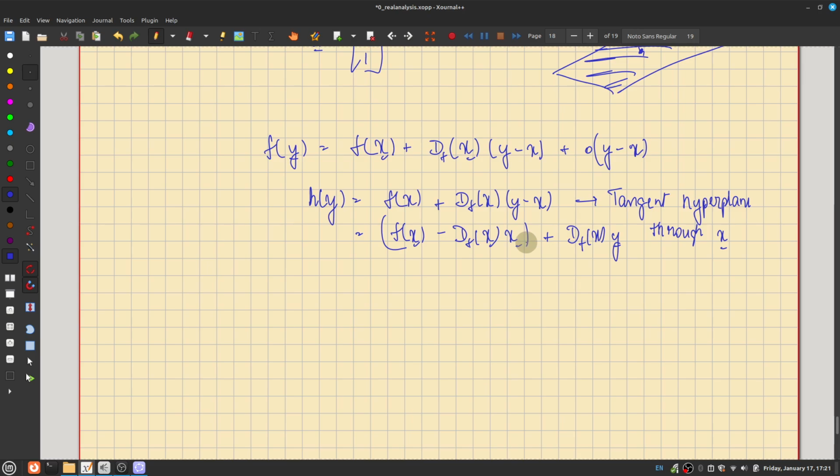Okay? And the reason why I've written it is because I want to write it in the form b plus a transpose times y. So now what is b and what is a transpose? B is this quantity, f of x minus df of x times x. And what more importantly is A transpose? It's the derivative, or in other words, the normal vector A is equal to the gradient of f evaluated at x. So the gradient at any point of the function gives you the normal vector to the tangent hyperplane at that particular point.